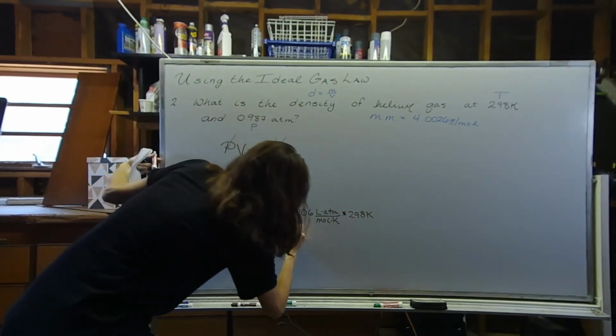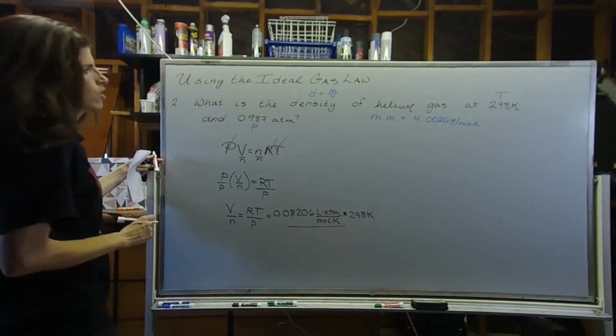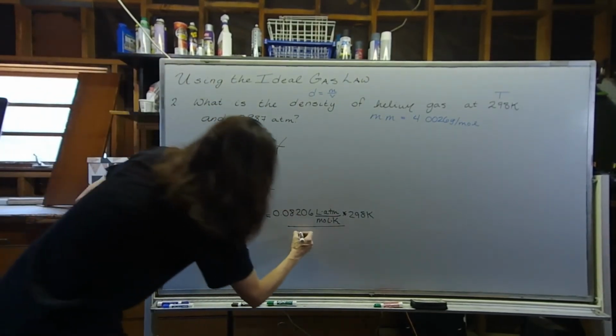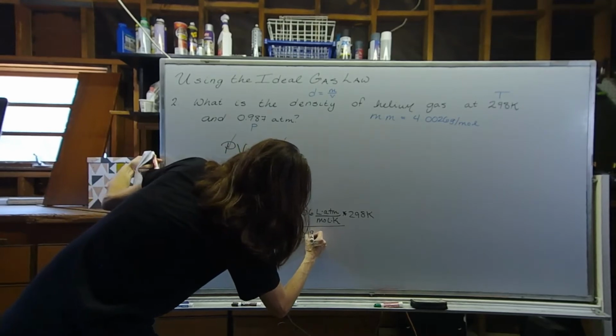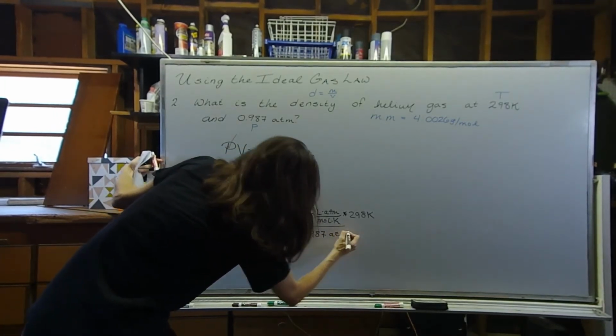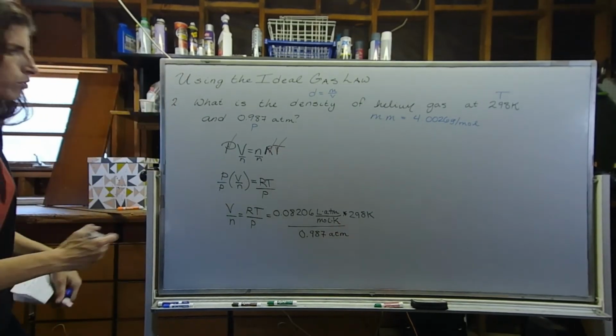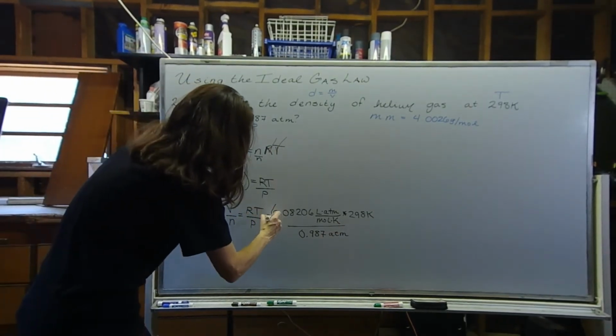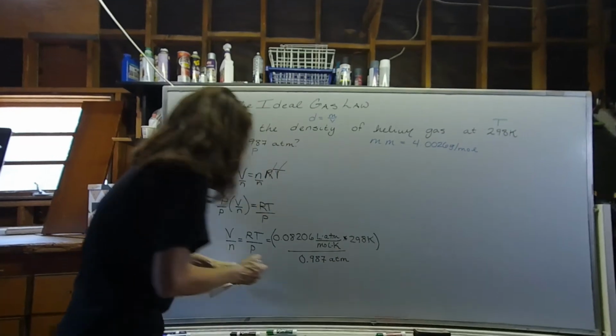And that's going to be divided by the pressure, which is already in atmospheres. So 0.987 atmospheres. Alrighty, so plugging this all into my calculator in one step, I'm going to need parentheses around the top there.